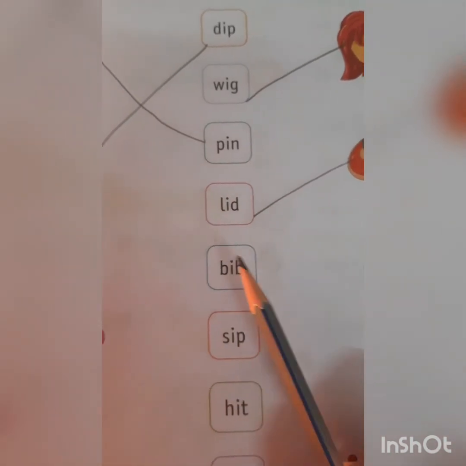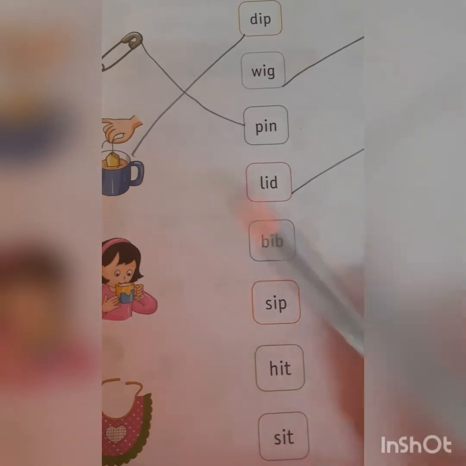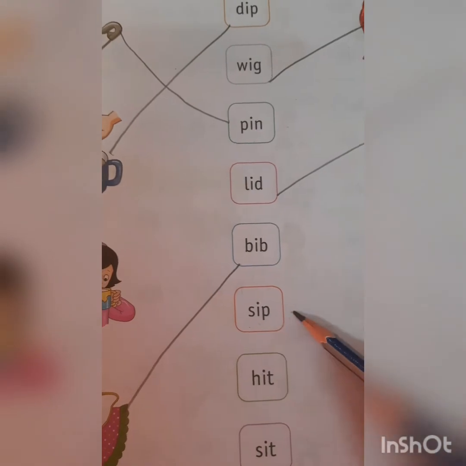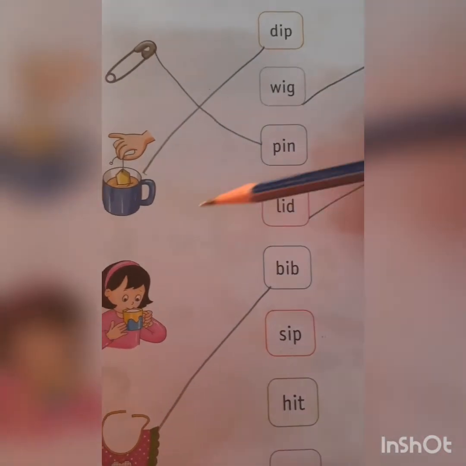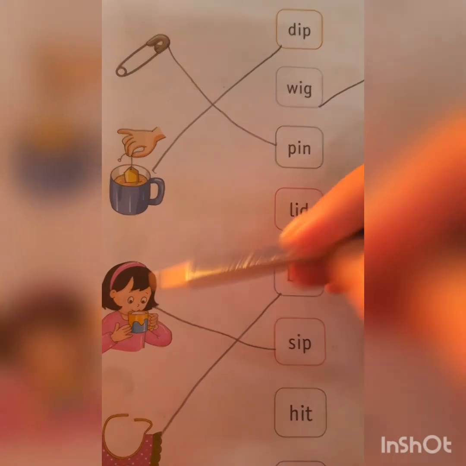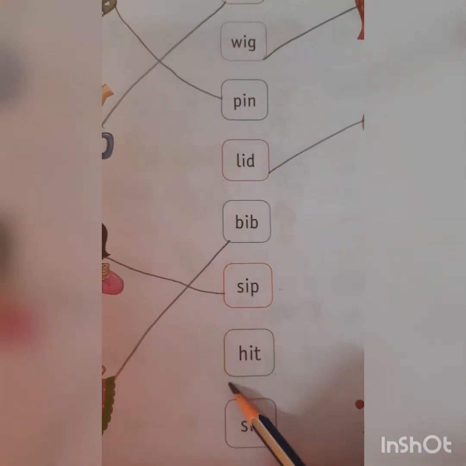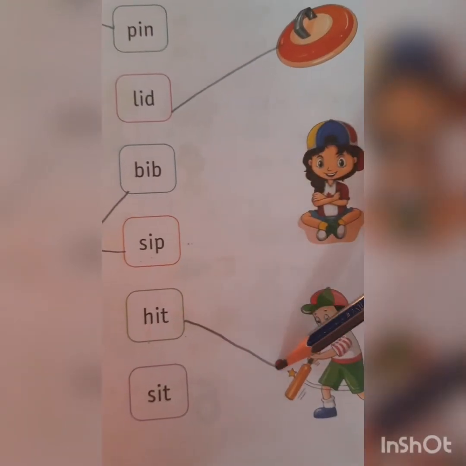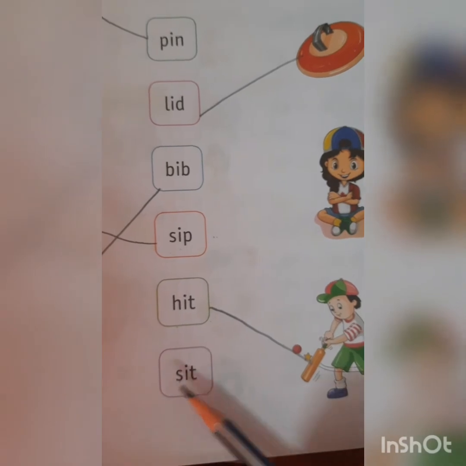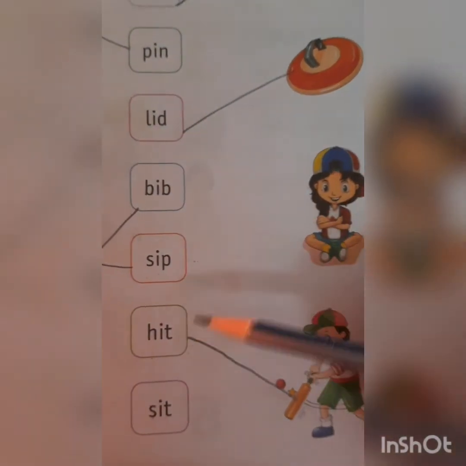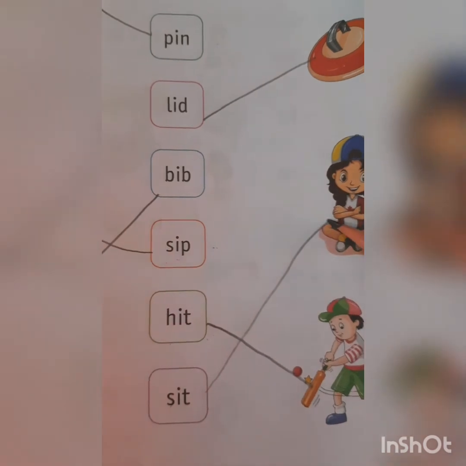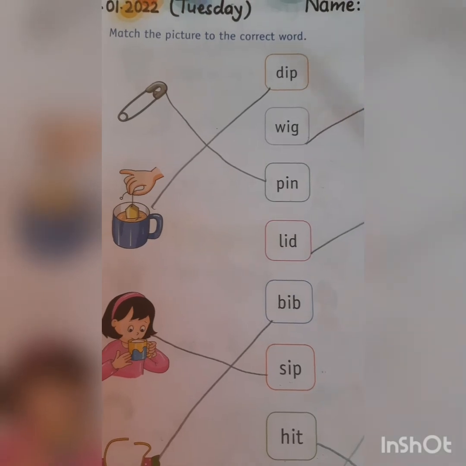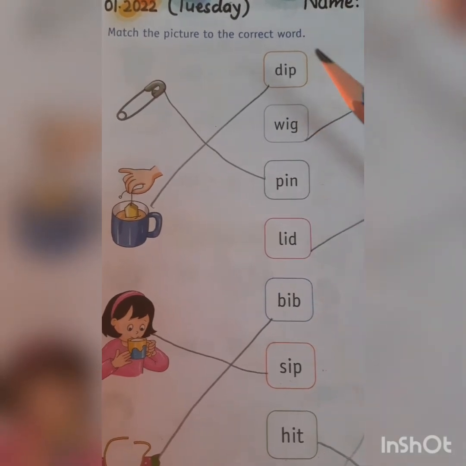Bib. Bib. So here it is. So match with the picture. Sip. Now next word is it. Hit. Sit. So children, in this way you have to do your worksheet, match correctly, and then send me a worksheet.